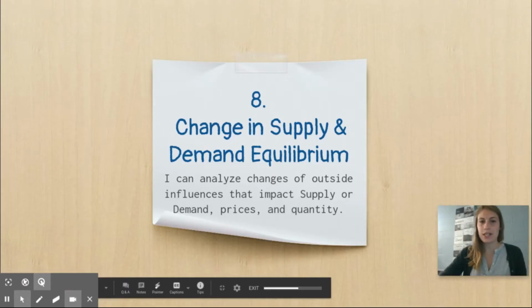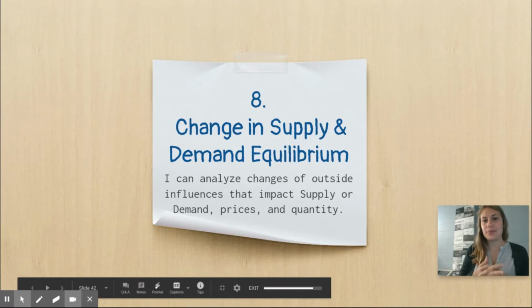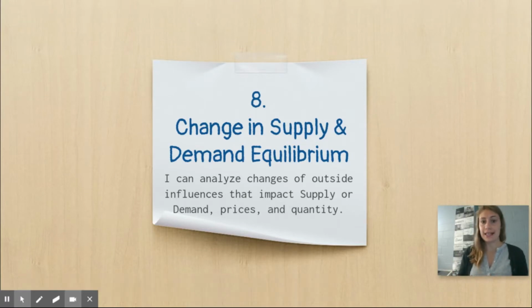Hi guys, so today we're going to be putting our supply and our demand together, right? So we're going to talk about a change in supply and demand equilibrium. Our learning target for today is I can analyze changes of outside influences that impact supply or demand, prices, and quantity. So go ahead and get your notes out.